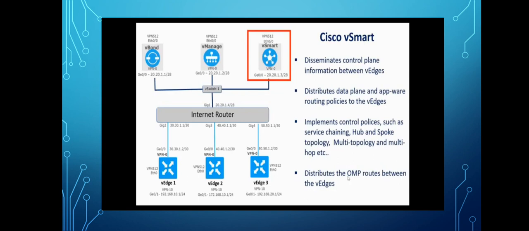vSmart takes care of the control plane between the edges. It will be distributing the routing policies to the edges. It implements control policies such as service chaining and hub and spoke topology. It distributes the OMP routes between the vEdges.